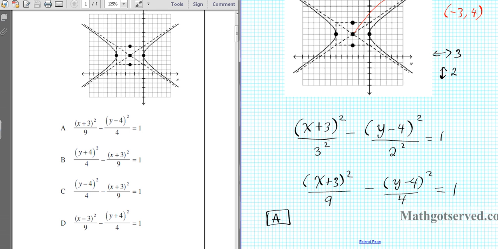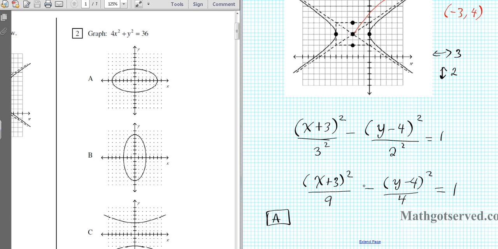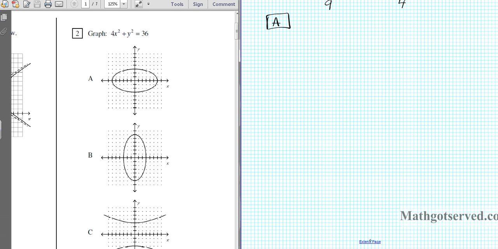Okay, so that's that. Let's take a look at question number 2. It says graph 4x squared plus y squared equals 36. Let's go ahead and do that. Now to put it in standard form, we cannot have any coefficients in front of the x squared or the y squared, and we also have to have this set equal to 1.